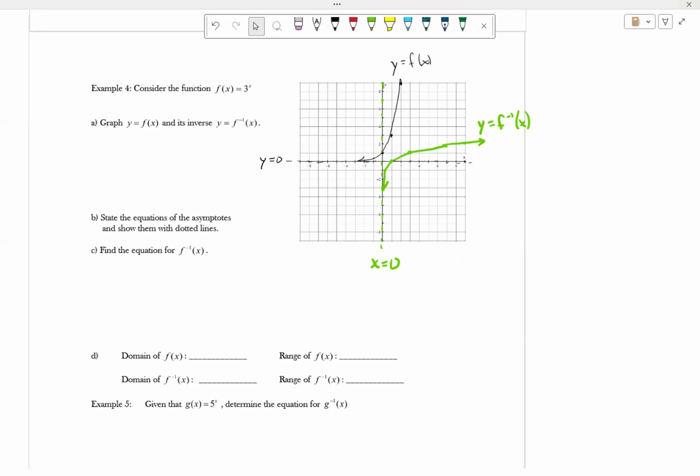Find the equation for f inverse of x. Okay, well, I can start with y equals 3 to the x, x equals 3 to the y, and whereas before we were stuck, we now have a tool to get out of this. The tool is called logarithms. Can you please rewrite that as a logarithmic statement?